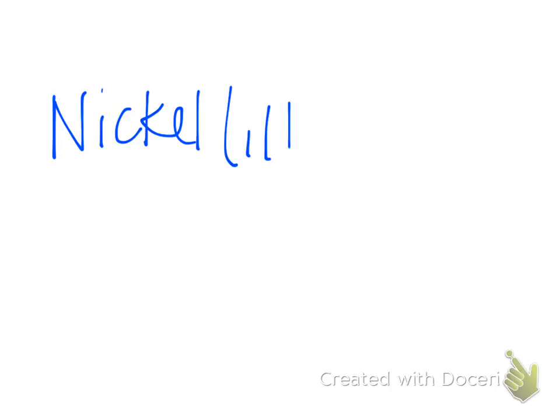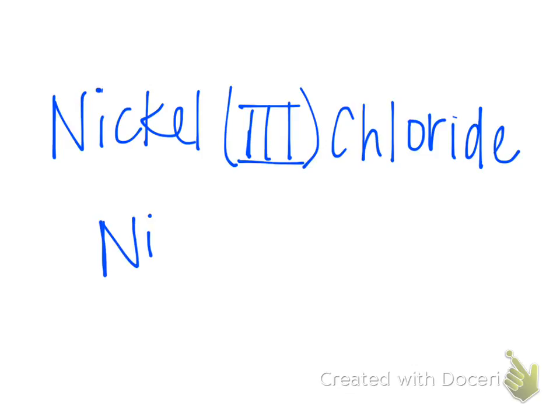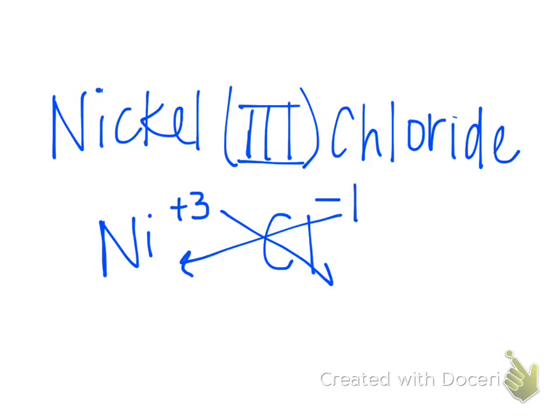Nickel(III) chloride. Okay, so let's try to build that compound. The only thing that's different from what we did yesterday is that we know the charge of nickel. That's all the Roman numeral is telling us, that nickel is a +3. So we're going to start with our molecules individually. Chloride has a charge of -1. So we can cross these down, or we can look at them in terms of the charges, which would give us NiCl3. Nickel(III) chloride.